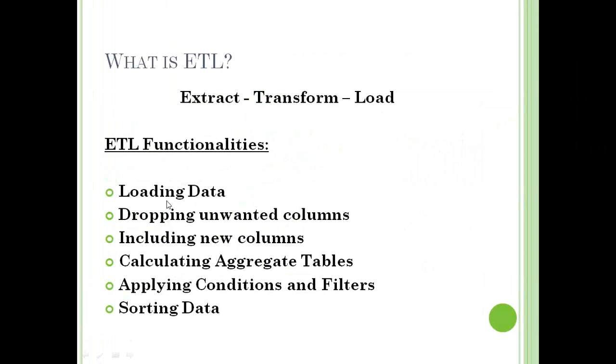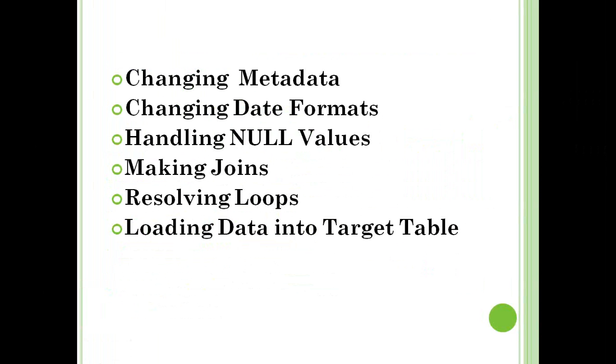All these are functionalities involved in the ETL process, like loading data from different types of data sources. After loading data, if we don't want a few columns, we need to drop those columns, and if there is a requirement for new columns, we need to include them. We need to calculate aggregations, apply conditions and filters, and sort data in ascending or descending order. We also change metadata, meaning data related to table names and column names. If you want to change table names or column names, we can change them.